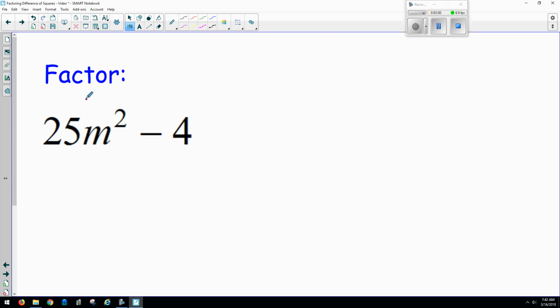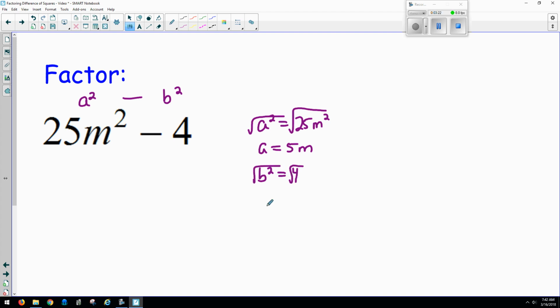So again, this is in the form of a squared minus b squared. So a squared is 25m squared. We're going to take the square root of both of those. And you can take the square root of 25 right in your calculator. That's going to be 5m. b squared is the second term here. That's 4. I'm going to take the square root of that and get 2.